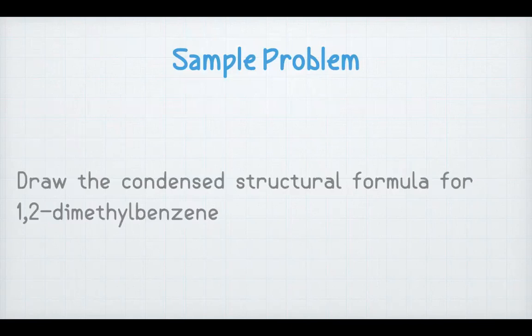So if I want you to draw the condensed structural formula for 1,2-dimethylbenzene, you always start with the parent, which is benzene. So you say, okay, hexagon time. And then 1, 2, it really doesn't matter where on the hexagon you start numbering 1 and 2, as long as you put them next to each other.